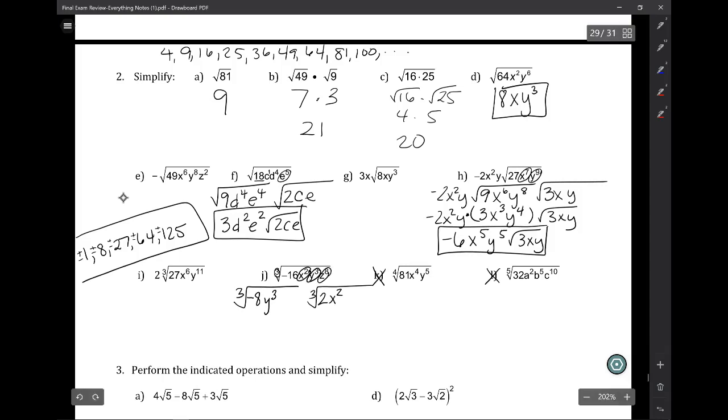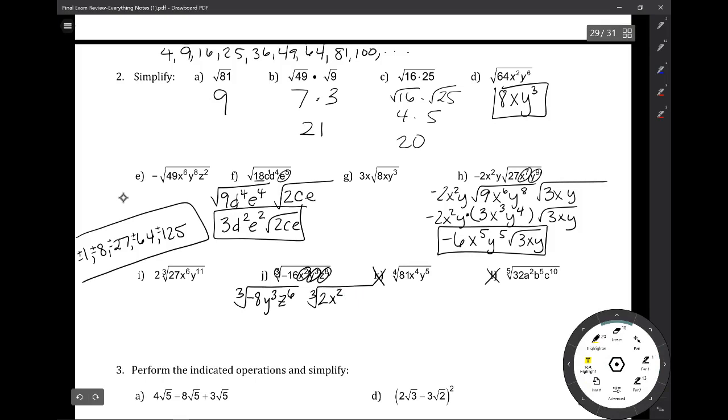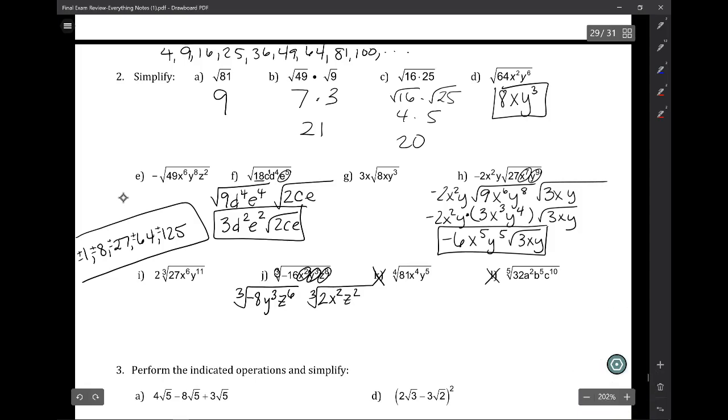Z8 is going to have to break up, but this time not even versus odd, it's going to be powers of 3, multiples of 3, and then whatever your leftovers are. Oops, wrong letter. Sorry, it should be a Z. Z squared. So now everything on your left radical should be a perfect cube.